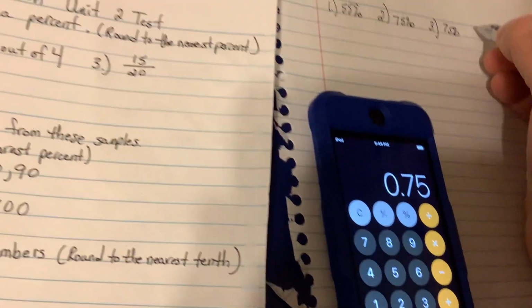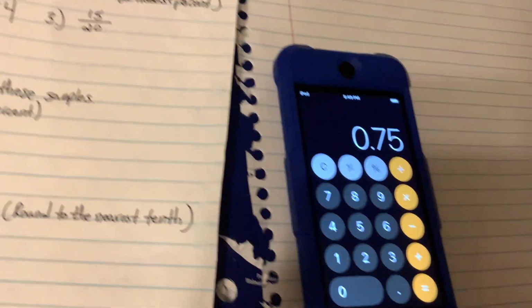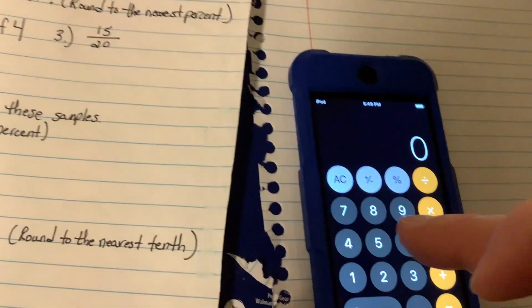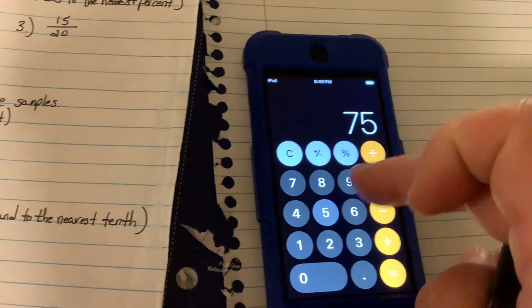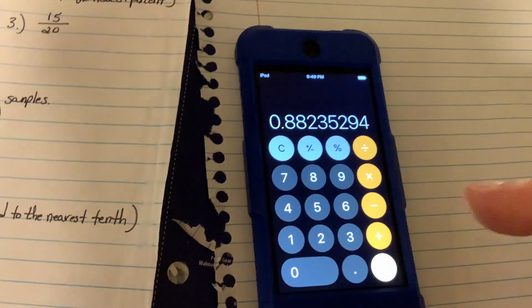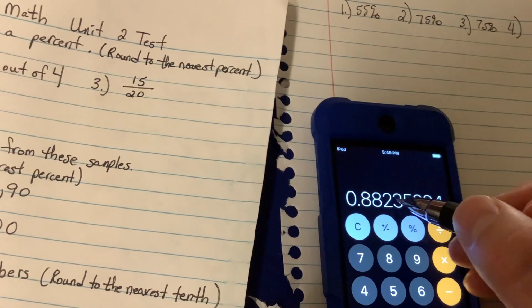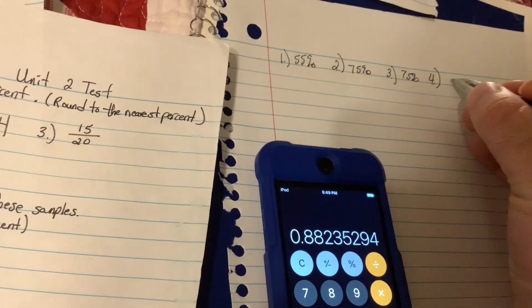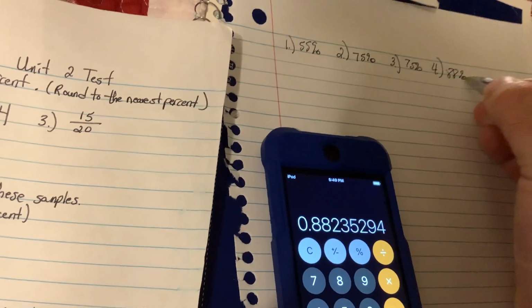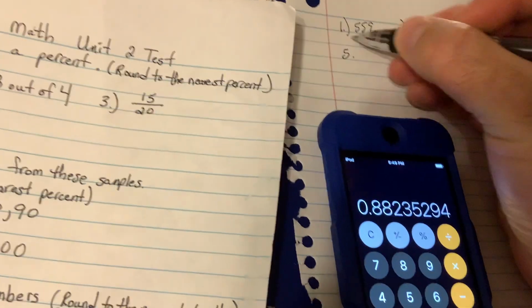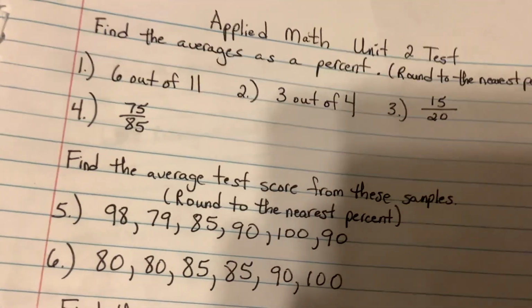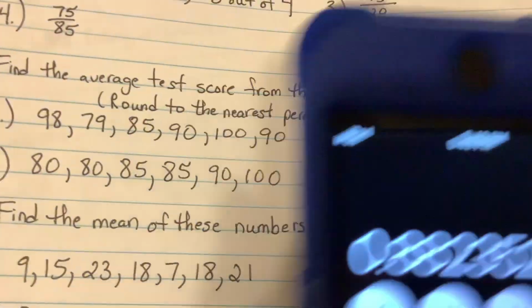Okay, number 4 is 75 divided by 85. So it's 75 divided by 85. Is 88%, rounded to the nearest percent. Move the decimal twice. That's a 2, so it stays 88. Okay. Test scores. So you have to add all of these up. Okay, so let's do that.